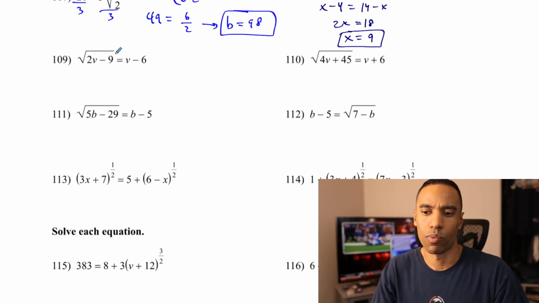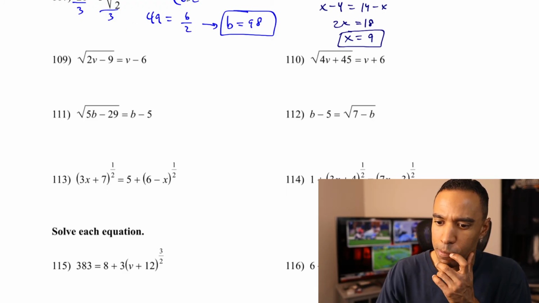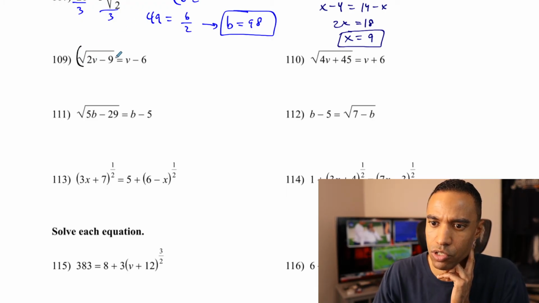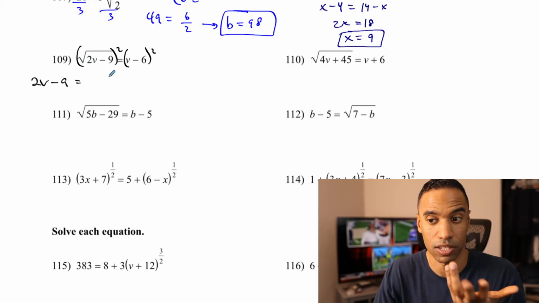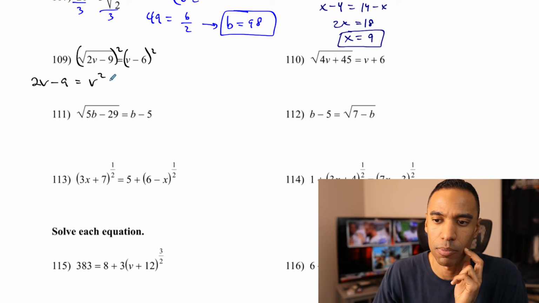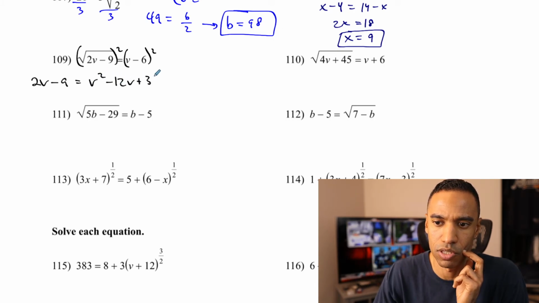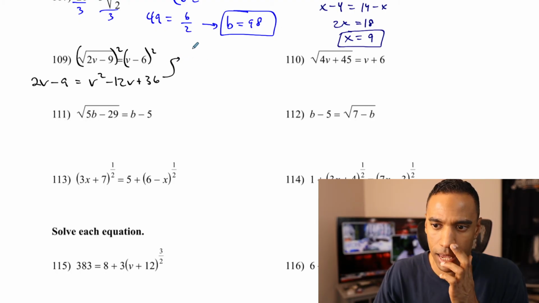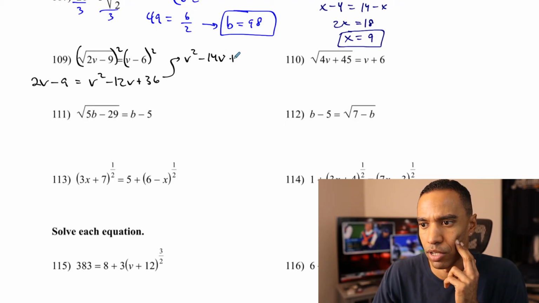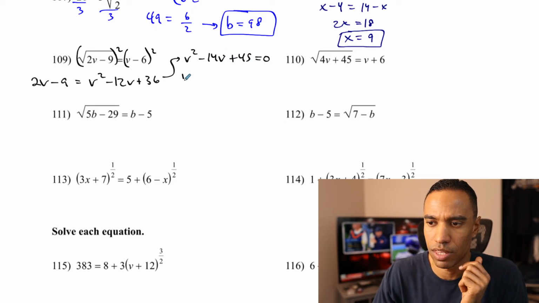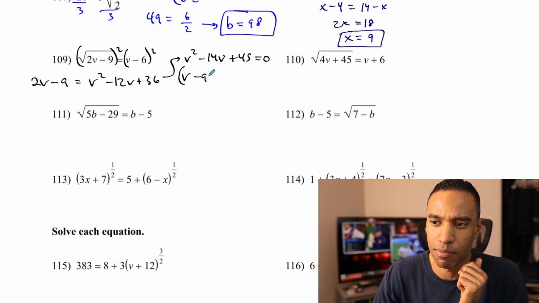Problem 109, square root of 2v minus 9 equals v minus 6. You square both sides like that. When the radical's isolated, that's when it works out in your benefit. So you actually cancel out the radical. Got a perfect square trinomial in v squared minus 12v plus 36. I can set everything equal to 0 and get v squared minus 14v plus 45 equals 0. That factors into v minus 9 times v minus 5 equals 0.